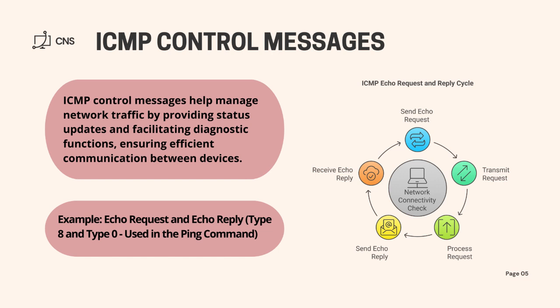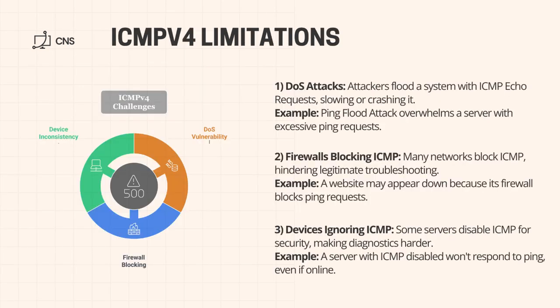The sender records the time it takes to receive a reply. A fast response means a good connection, while a delay or a timeout indicates a network issue. Think of a ping like calling someone to check if they are available. If they pick up and respond, you know they are online, just like an echo reply confirms a device is reachable. While ICMPv4 is useful for network troubleshooting, it has some security and operational limitations.